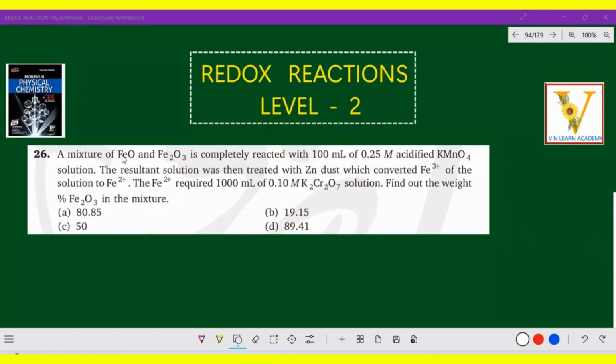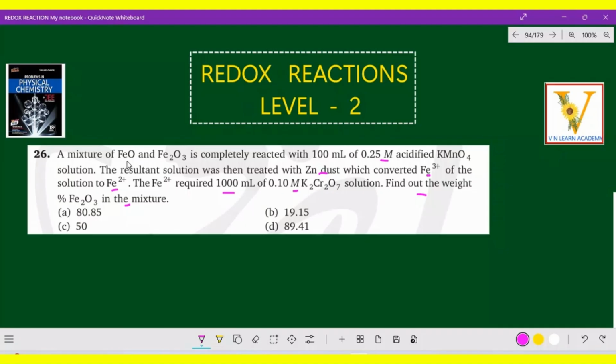The next question: a mixture of FeO and Fe2O3 is completely reacted with 100 ml of 0.25 M acidified KMnO4 solution. The resultant solution was then treated with zinc dust, which converts Fe3+, that means ferric ion, of the solution to ferrous Fe2+. The Fe2+ required 100 ml of 0.10 M K2Cr2O7 solution. Find out the weight percentage of ferric oxide Fe2O3 in the mixture. So actually, we have to identify the mass percentage of ferric oxide.